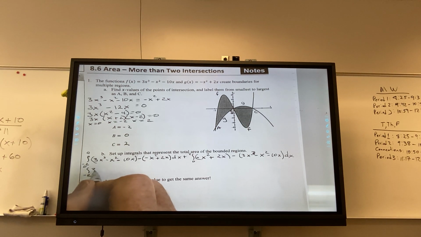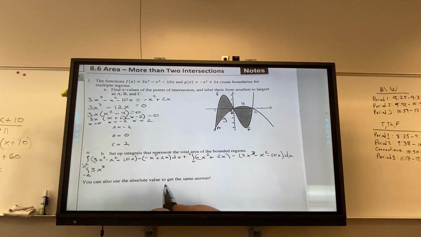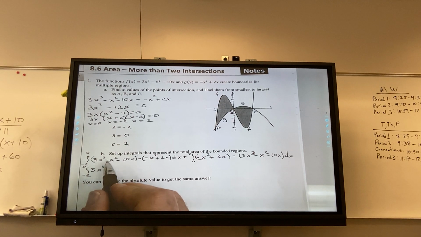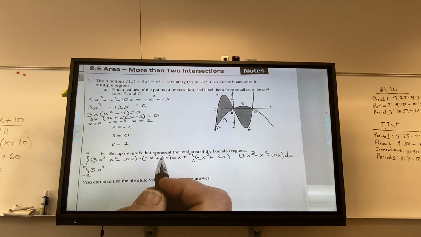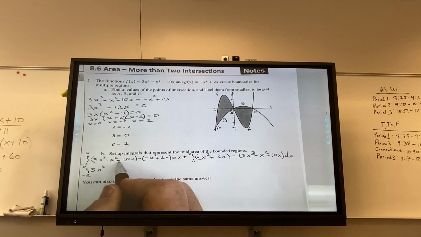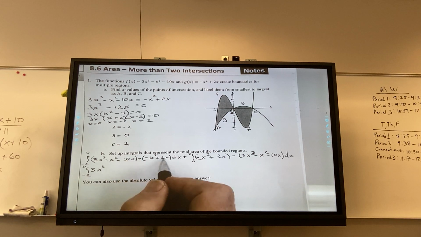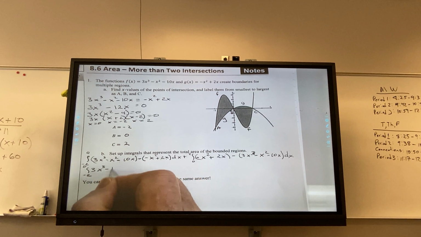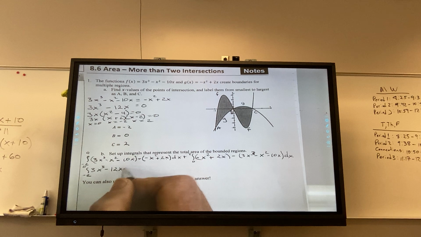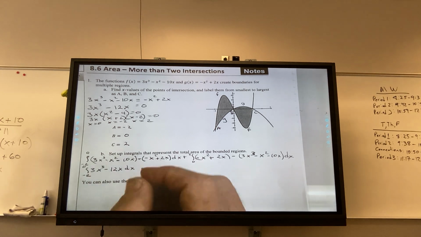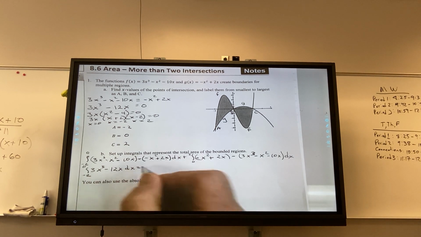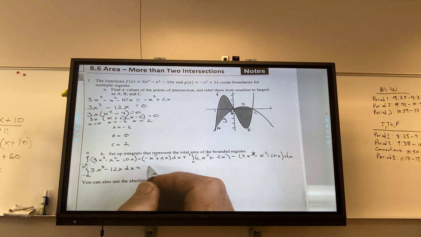Audrey, I said this is 3x cubed, does that look correct? And a minus x squared minus a negative x squared, or a minus x squared plus x squared is going to be gone. And then I have a minus 10x minus a positive 2x, I'm going to have a minus 12x. And I'm going to figure out the area right here. And so I'm going to figure out the antiderivative.